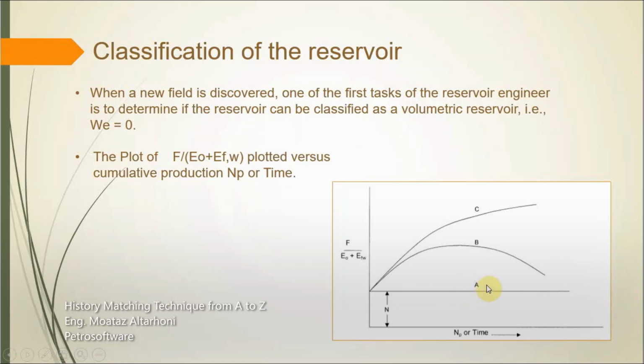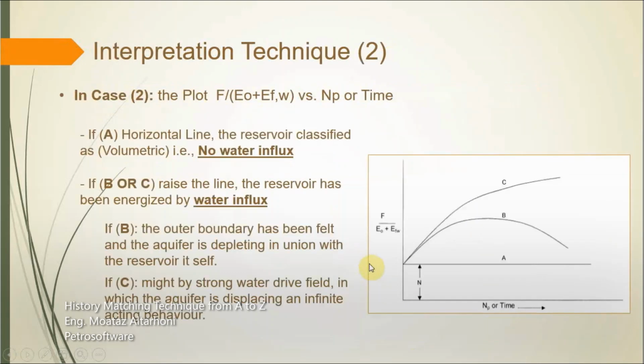In this case I will get one of these three curves. If this relation is a straight line, A, that means a horizontal line, we don't have any water influx. If it increases sometime then decreases, as in case B, that means we have a water influx. And if C, we also have a water influx in both cases.